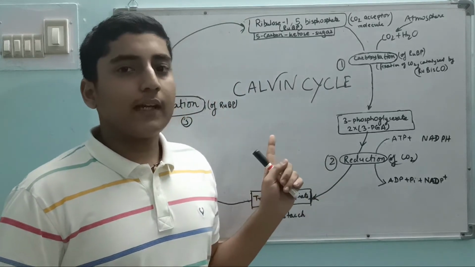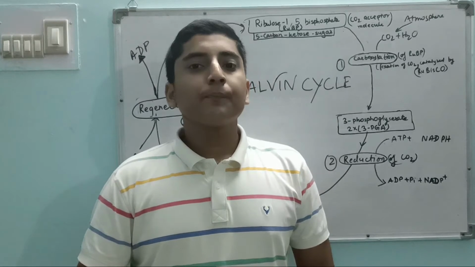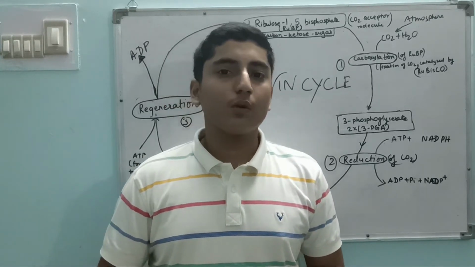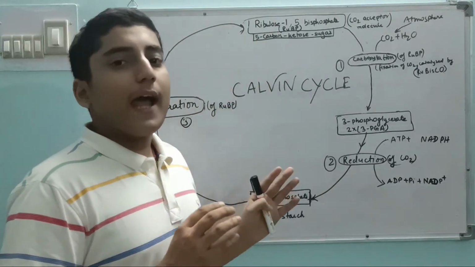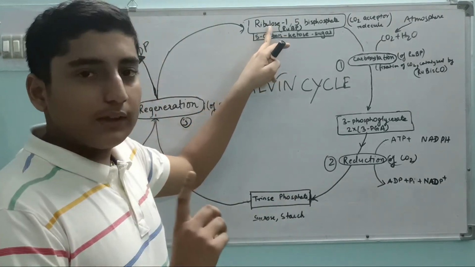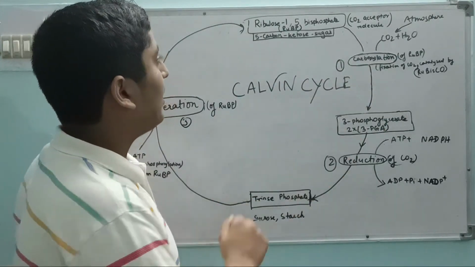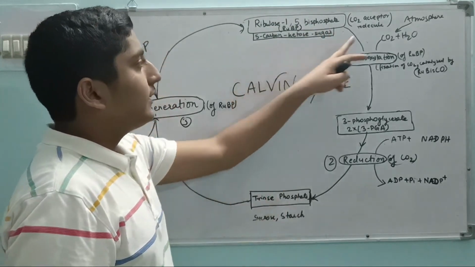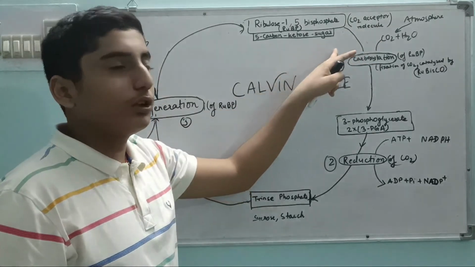This is the Calvin cycle, which was discovered by the scientist Melvin Calvin using radiation emitted from the nuclear bombs which were thrown during World War II. So what happens in the Calvin cycle? The first stage is carboxylation of RuBP. What is RuBP? Ribulose 1,5-bisphosphate, which is a CO2 acceptor molecule and a 5-carbon ketose sugar.